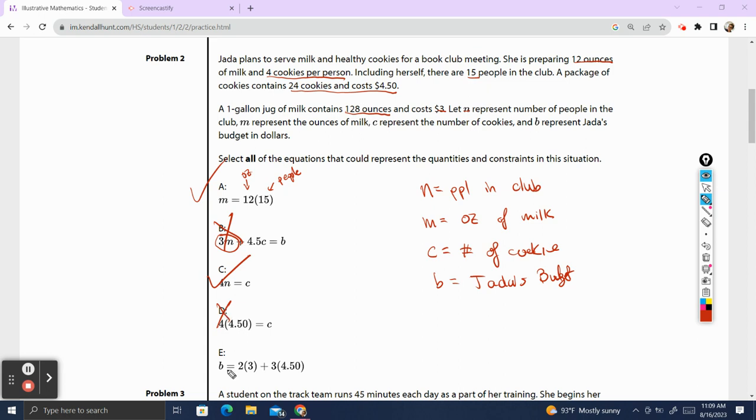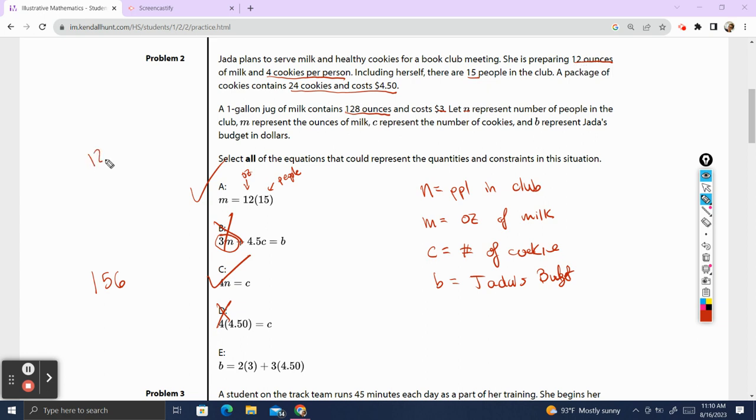Now let's look at E. B, which is Jada's budget, is going to be 2 times 3 plus 3 times 4.50. Well, her budget is going to be 2. I don't even know where that 2 came from. The 3 represents the $3. So maybe she's buying 2 gallons of milk, which is 128 times 2, which is 256 ounces of milk. Does that allow 12 ounces per person?